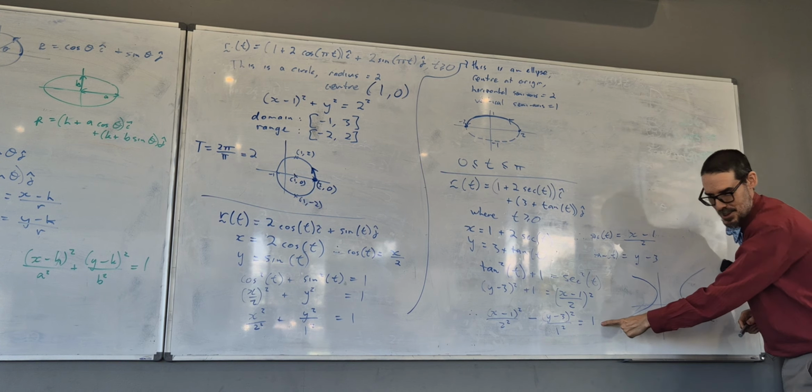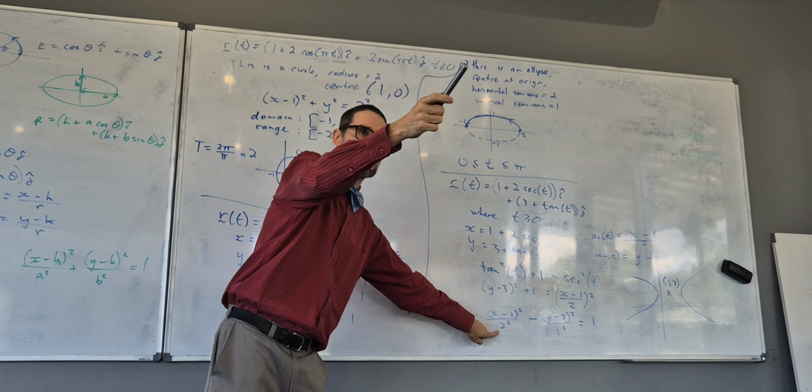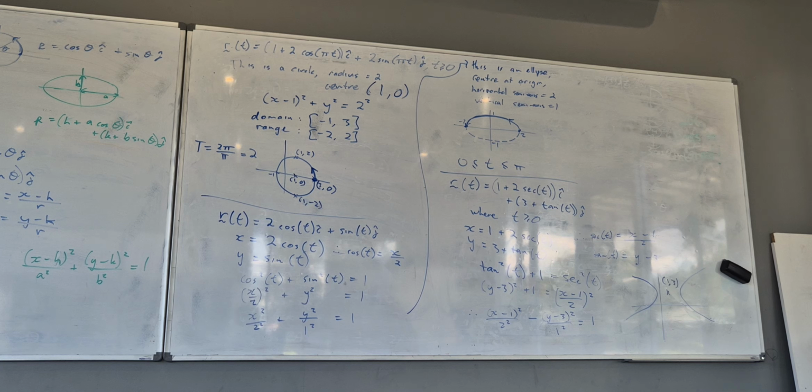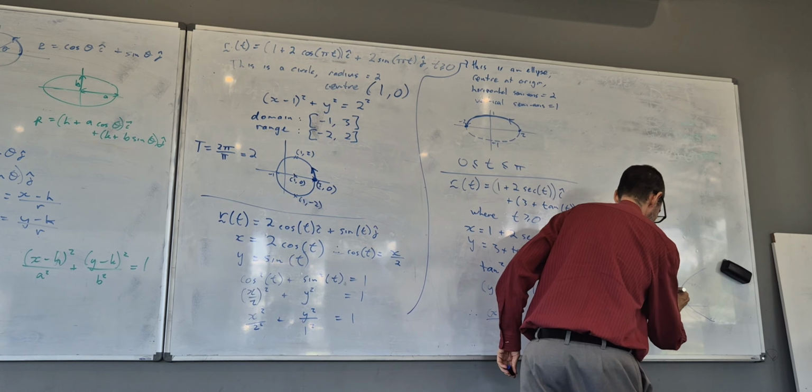What does this 2 tell me? The horizontal semi-axis. Exactly. It's the distance between that centre point and where the curve meets. So this distance is 2.